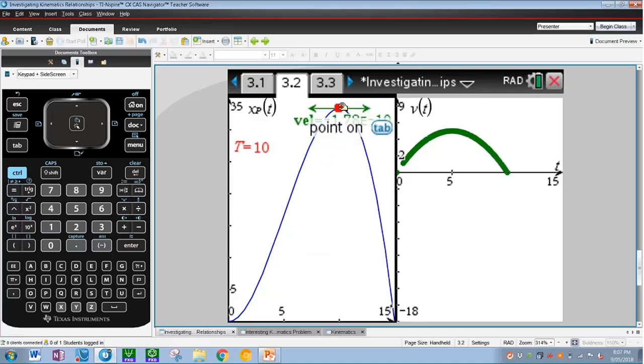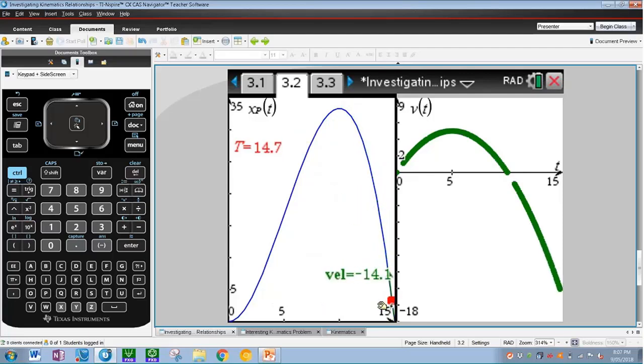And then you can bring a discussion about that being called a stationary point. Why is it called a stationary point? Because the velocity is now 0. So you can pause your discussion there, and then grab the point and take it down, and you can see that the velocity is increasing in the negative direction at a faster rate.